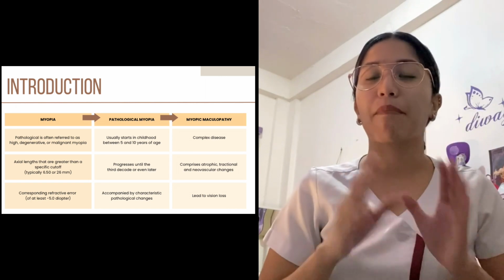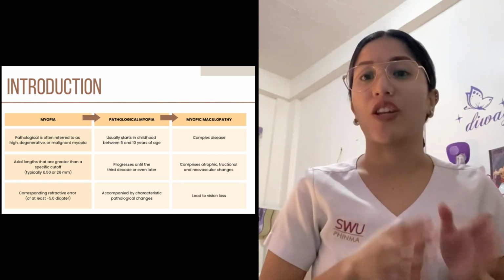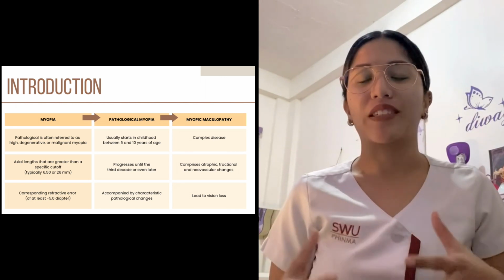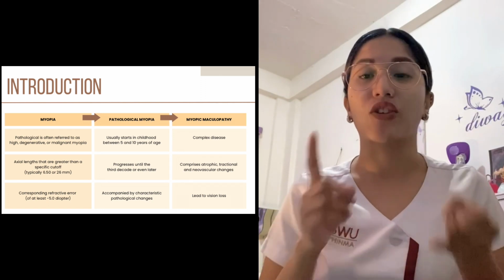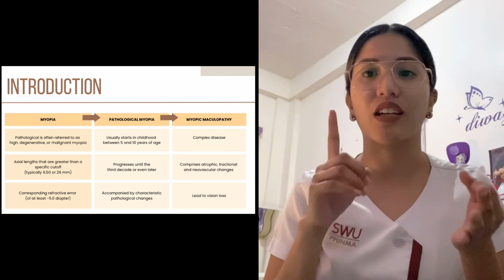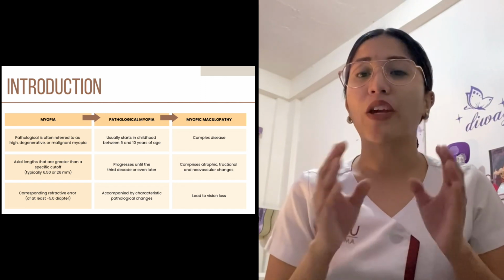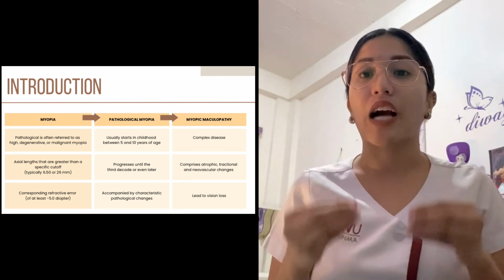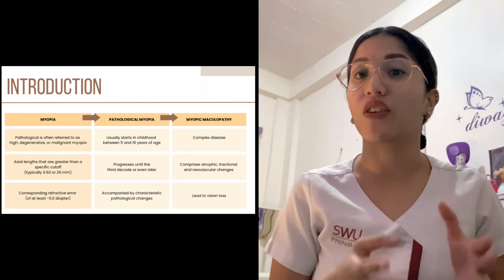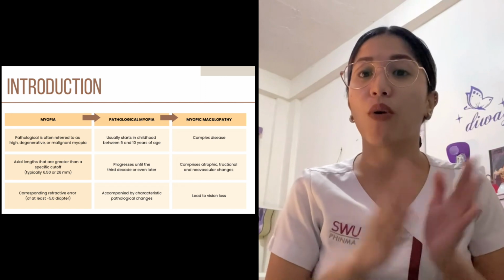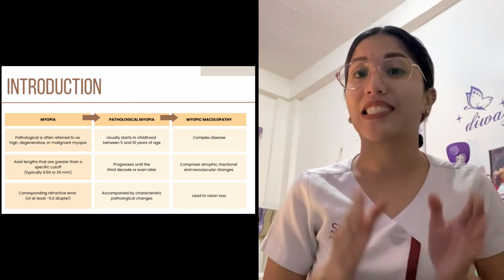So myopic maculopathy is a pathological myopia. Of course, it is accompanied by pathological changes, which are seen in atrophic changes, neovascular changes, and tractional changes. Myopic maculopathy is becoming one of the causes of irreversible blindness in certain regions of the world, and it is now the most important problem in East Asia.